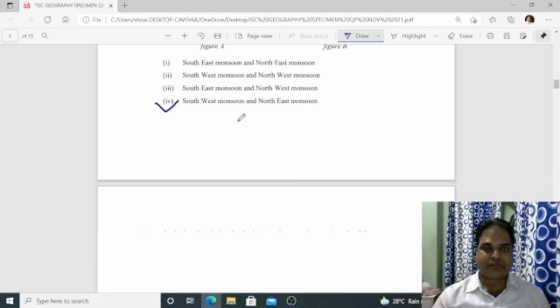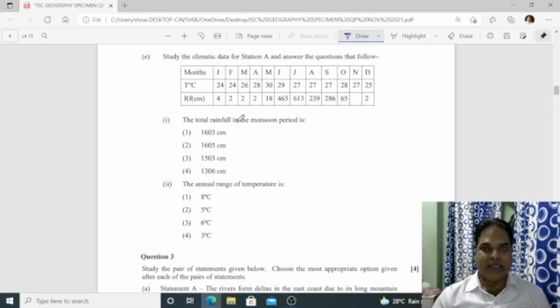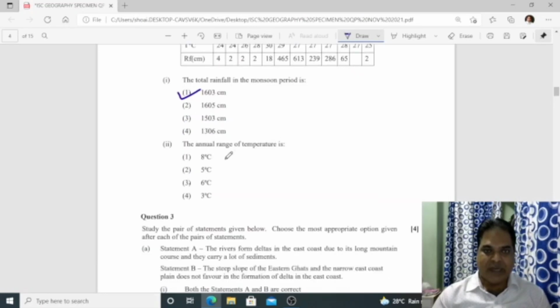Okay. Now E, study the climatic data for station A and answer the questions that follow. You have to go through this in detail, and then you have to choose the correct answer. Total rainfall in monsoon period is, this is the correct answer, 1603 centimeter. The annual range of temperature is 6 degrees Celsius.